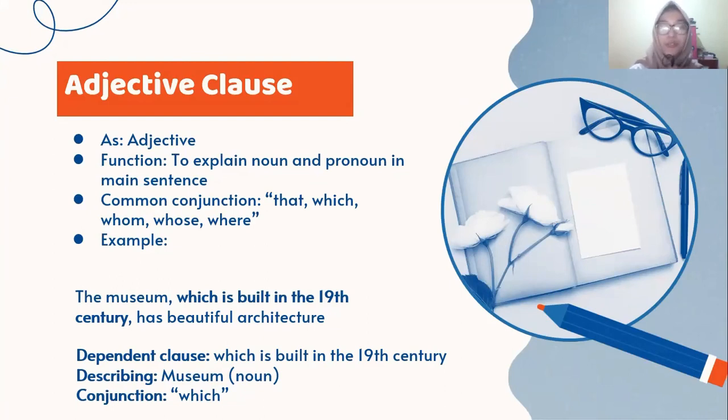The museum, which is built in 19th century, has beautiful architecture. From this example, we know that which is built in 19th century is an adjective clause. It is classified as adjective clause because this clause explains the museum, and museum is a noun. Remember, adjective clause is describing the noun.